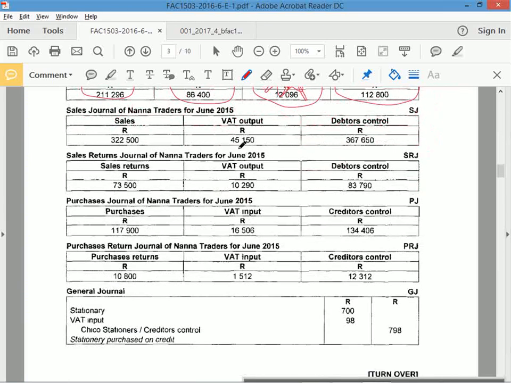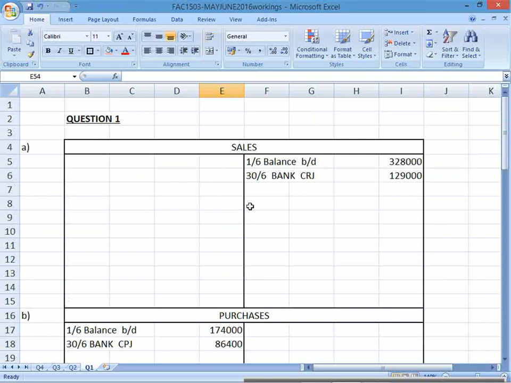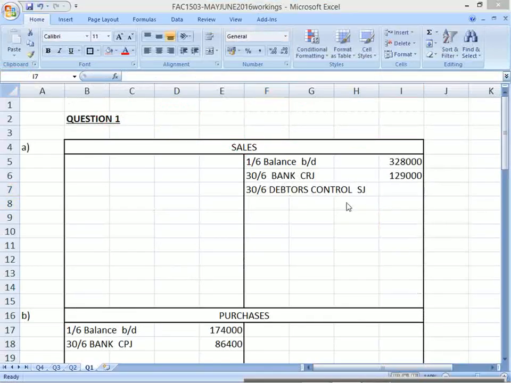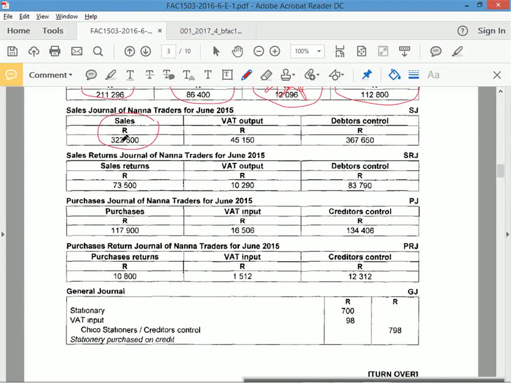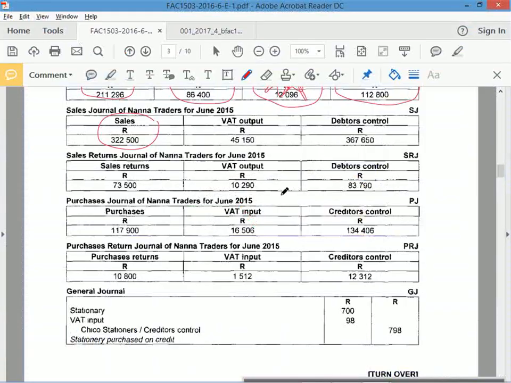Okay, now we've looked at another journal. We've got lots of journals. Next one. Sales. What's happening to my sales? Going up. There's my sales. It's going up because I've sold on credit. So debtors control. Sales journal, right? Yes, they call it a sales journal, SJ. How much is the sale? 322,500. Okay, there's the debtors control.